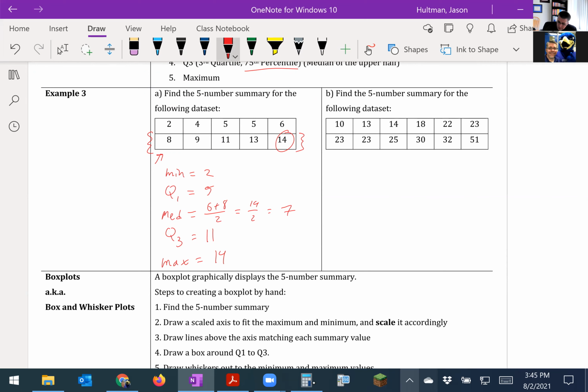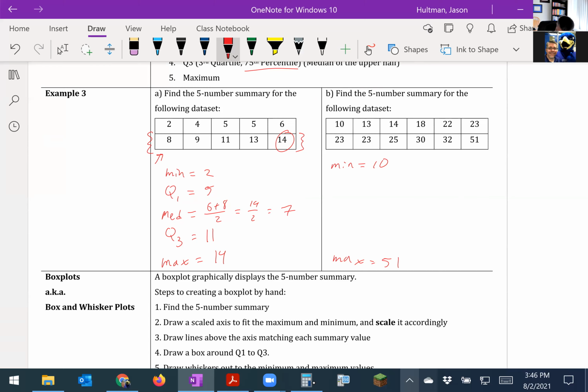Okay, find the 5-number summary for the following data set. 10, 13, 14, 18, 22, 23, 23, 23, 25, 30, 32, and 51. Here we don't have just 10 values, we have 12 values. So let's do the minimum again. What's the minimum? The minimum is 10. What's the maximum? The maximum is 51.